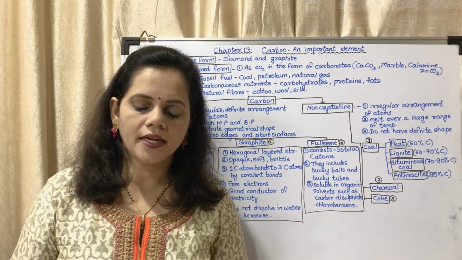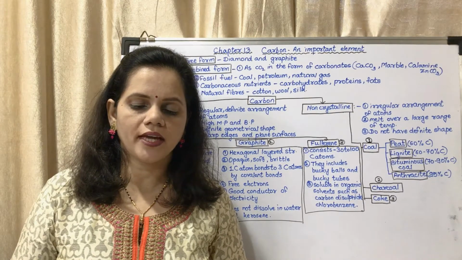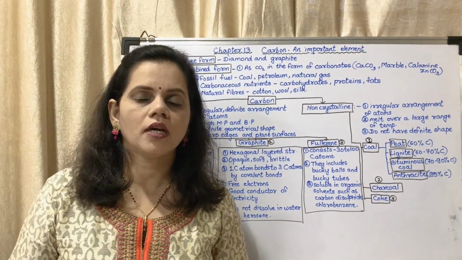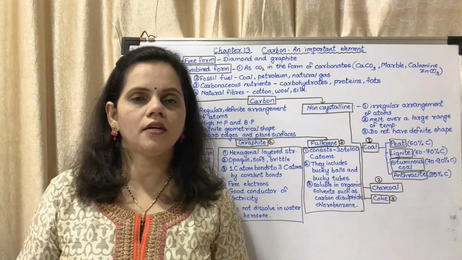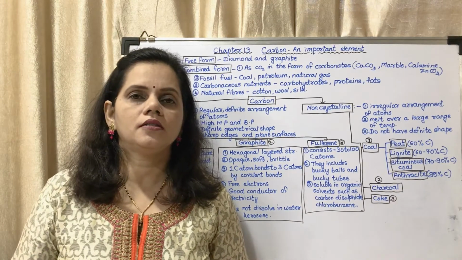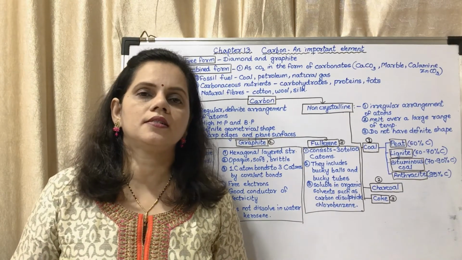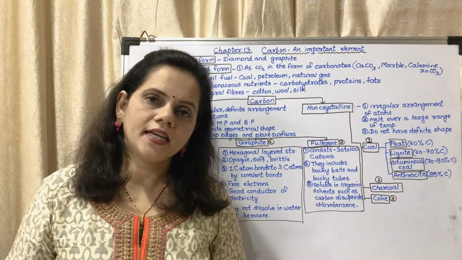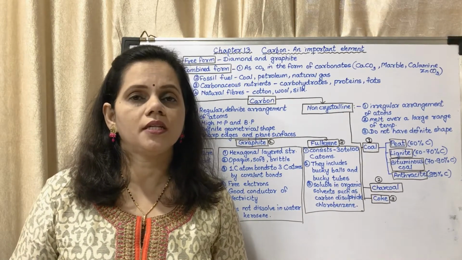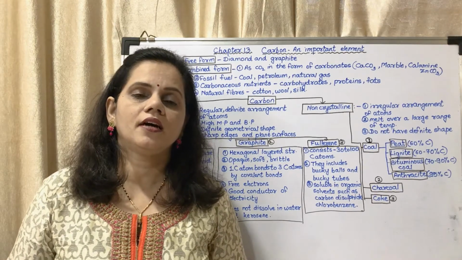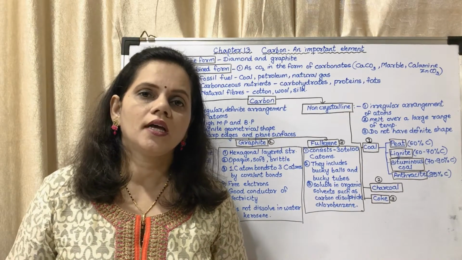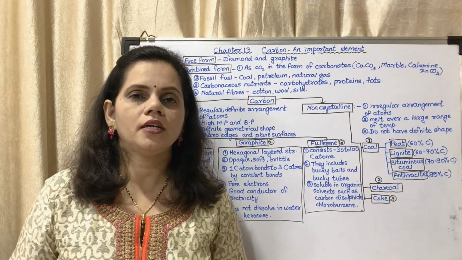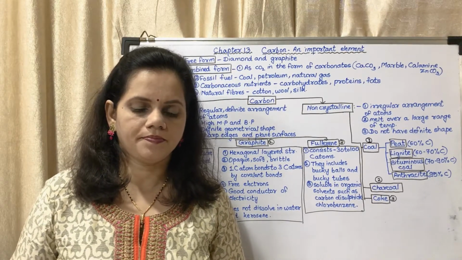What remains behind on complete combustion of any organic compound? On complete combustion of any organic compound, the substances which remain are CO2 and H2O. Combustion means burning. If the organic substance undergoes incomplete combustion, it will lead to the formation of carbon.